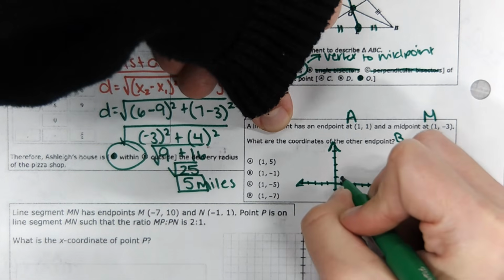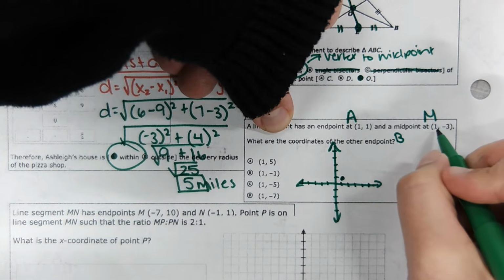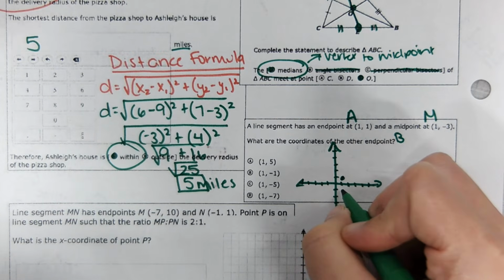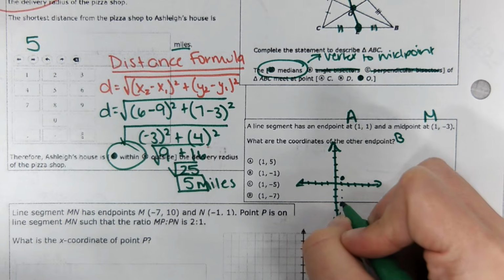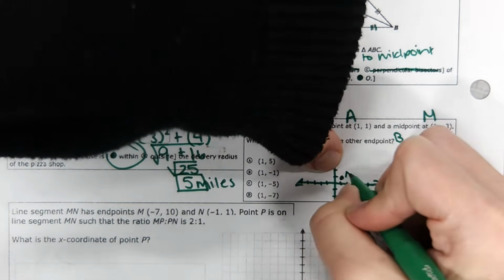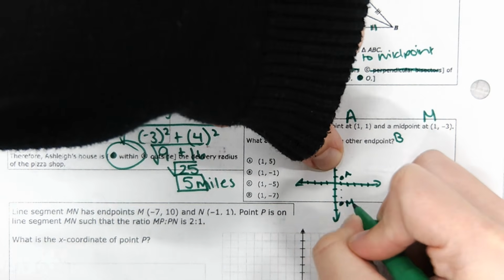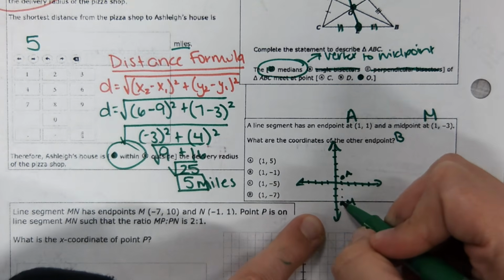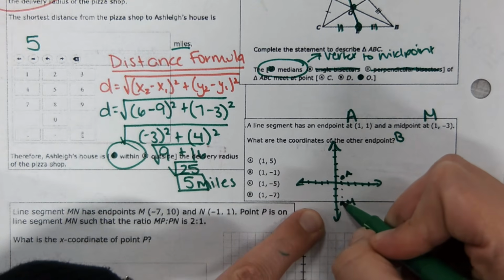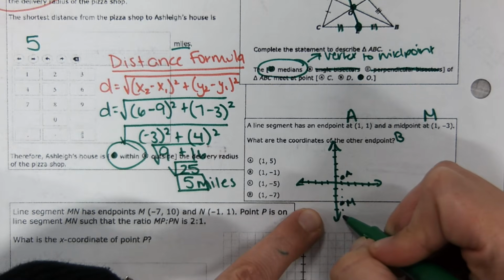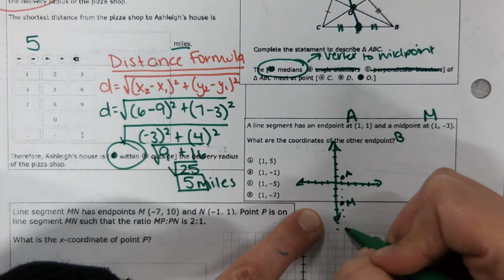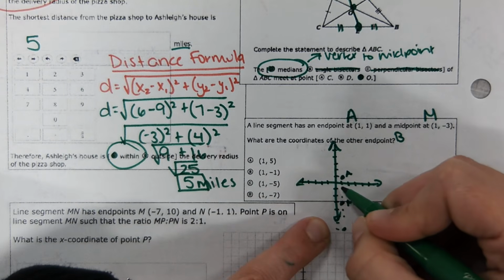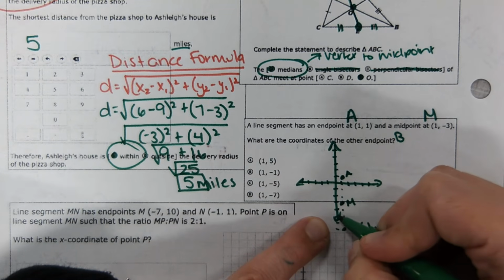Would be at 1, 1. And then the midpoint is at 1, negative 3. So this is A. This is the midpoint. And then B would be that same amount of units down. So from 1 to negative 3 would be 4. So if I go 4 down, 2, 3, 4, this would be B, which would be at 1, negative 7.